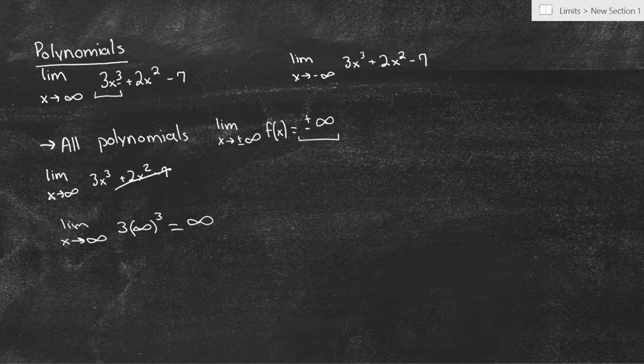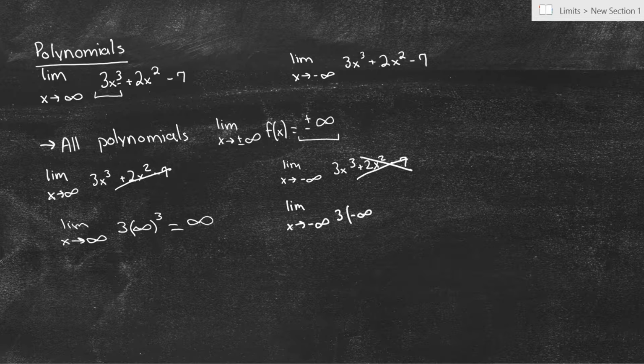And now let's take a look as if we have the same polynomial, but now we're looking to see what it approaches as x approaches negative infinity. So we've still got 3x cubed plus 2x squared minus 7. These same exact rules apply. Again, we only care about the largest degree term, so we're going to cross out the 2x squared minus 7. And now we can substitute infinity and see what would happen. So we have limit as x approaches negative infinity of 3 times negative infinity cubed. And we need to figure out what that would equal.